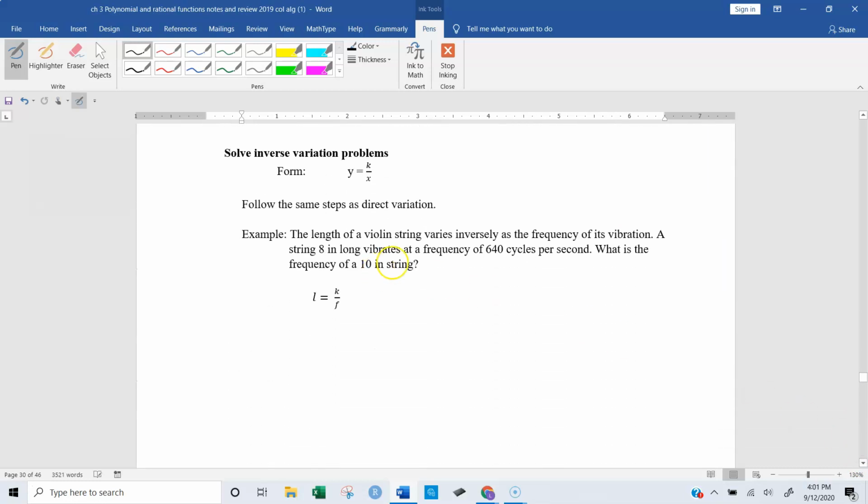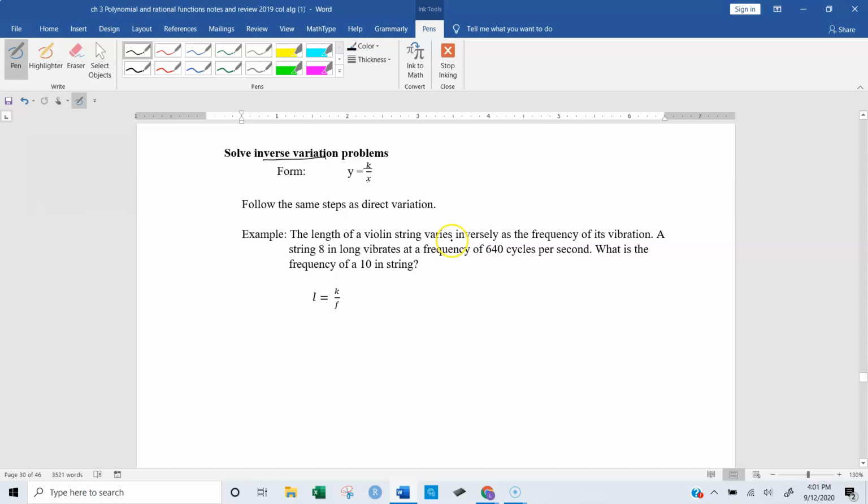Okay, inverse variation. Inverse means you're going to divide. So now your constant, or your rate of change, is divided by x. So as x goes up, y goes down, or as x goes down, y goes up.